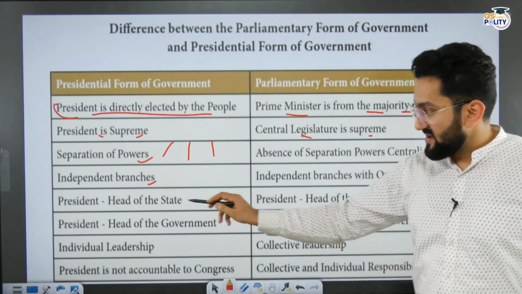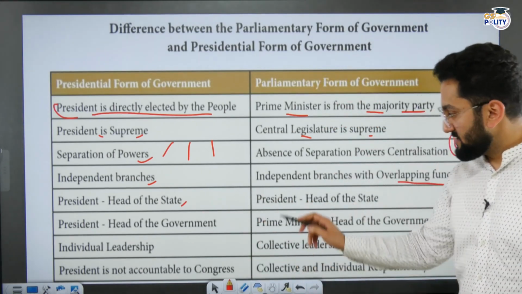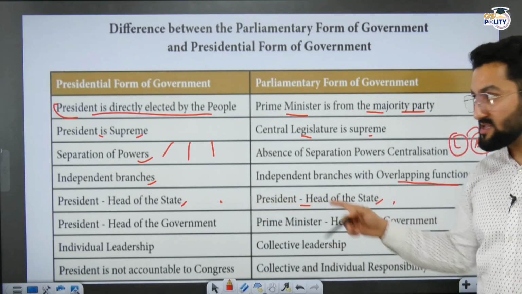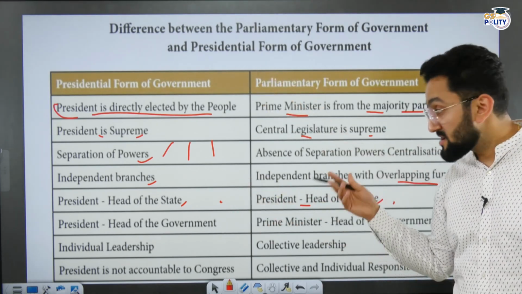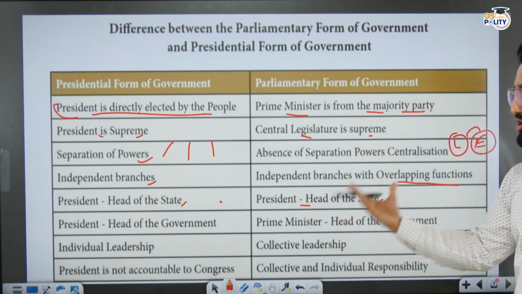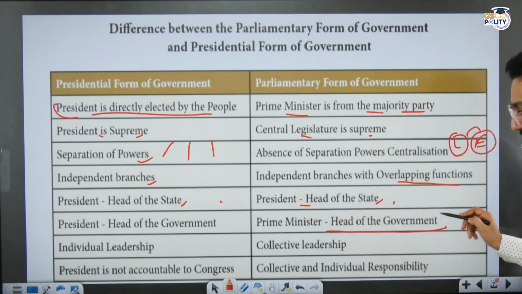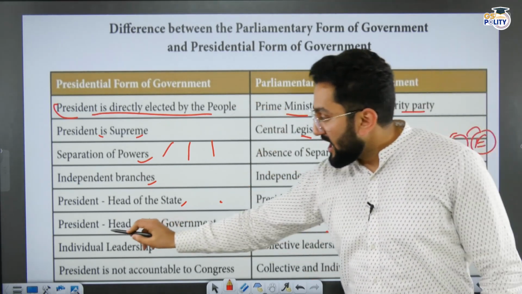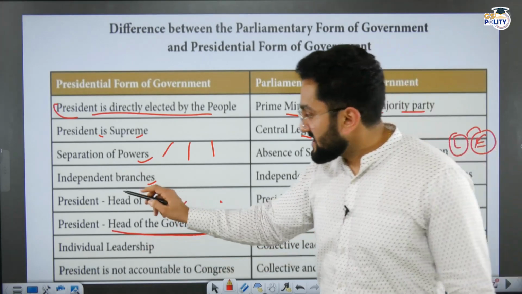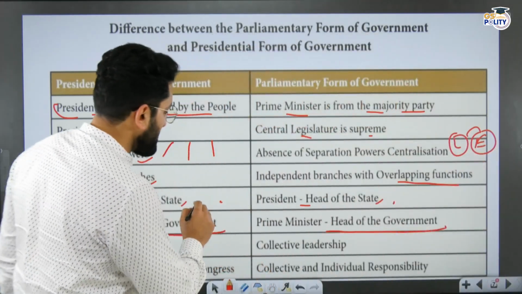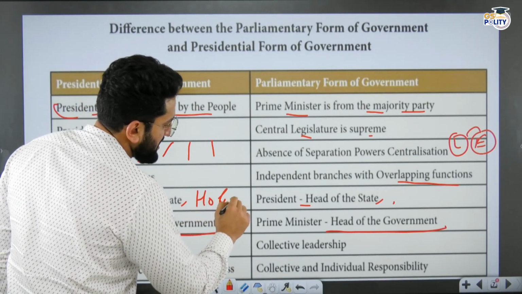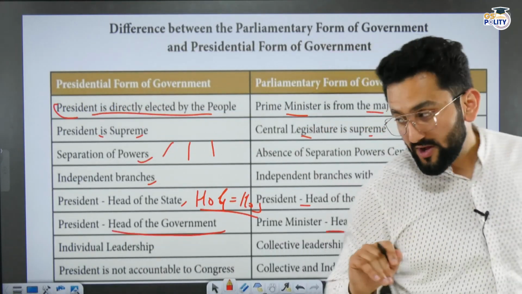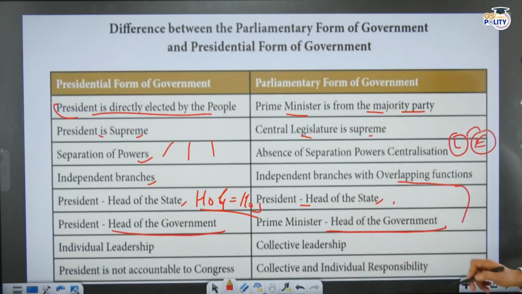Okay? President, head of the state. Here, president is the head of the state. So it means in this case, head of the state is president, right? But in case of India, real power is not with president, right? Real power is with head of the government, because head of the government is different. But in case of US, presidential form of government, head of the government is also president. It means in case of presidential form of government, HOG equal to HOS. Head of the state and head of the government are same. Okay? But here you can see there's a difference here.